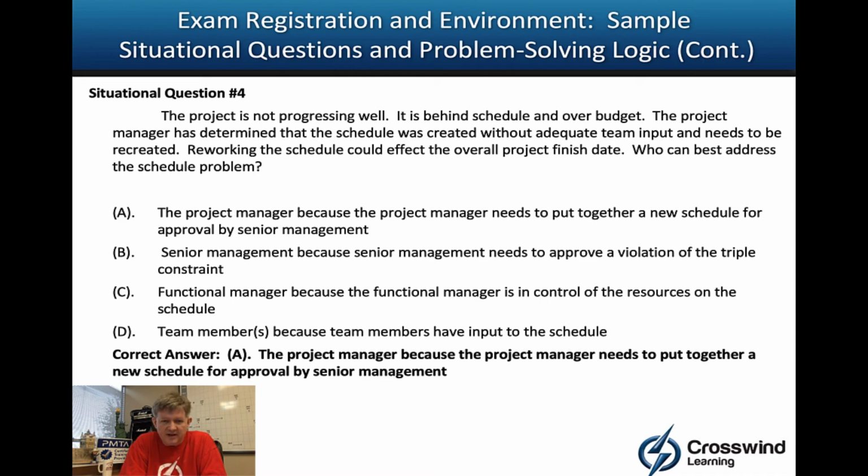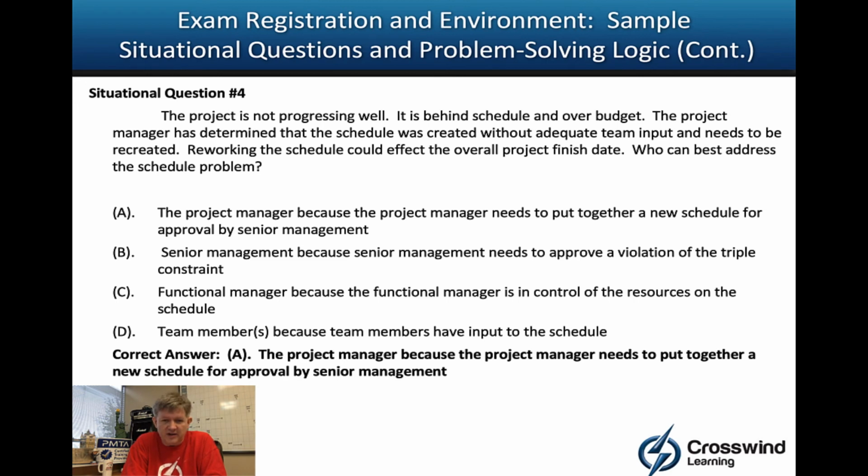The PM, because the PM needs to put together a new schedule for approval by senior management. Okay, that makes sense. Senior management, because senior management needs to approve a violation of the triple constraint. Well, yeah, but they wouldn't really tell the PM make a schedule. The PM would come to them and say, here's a schedule I put together based on this problem. Does it work for you? And then they would either say yay, nay, or go back, try it again, and see us again.